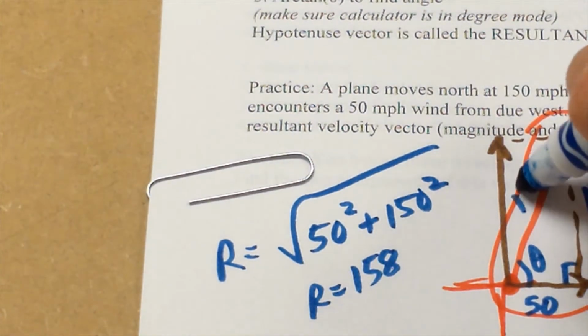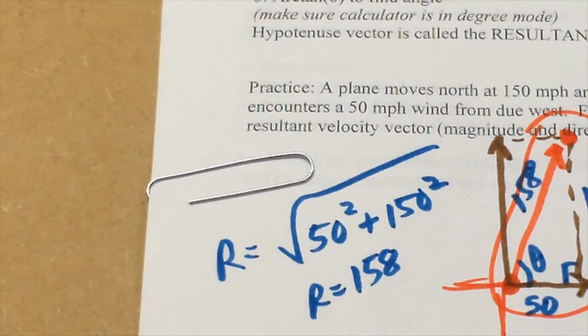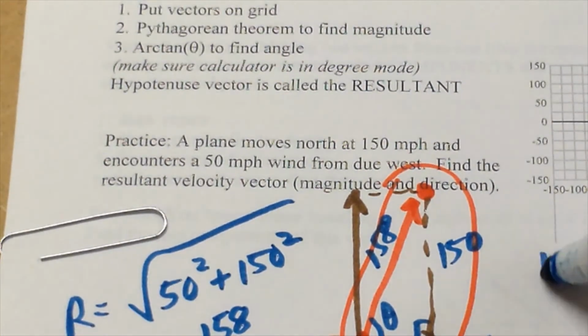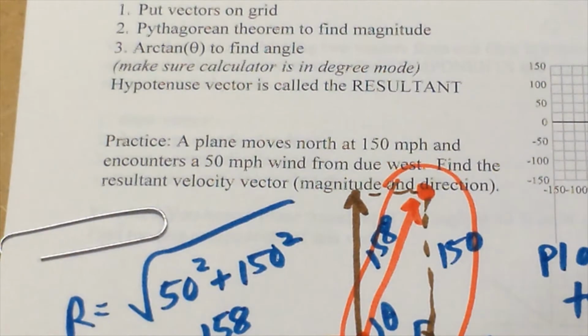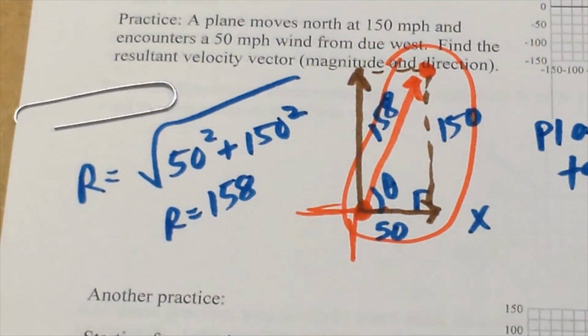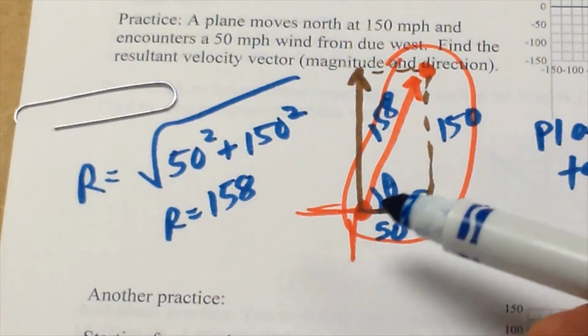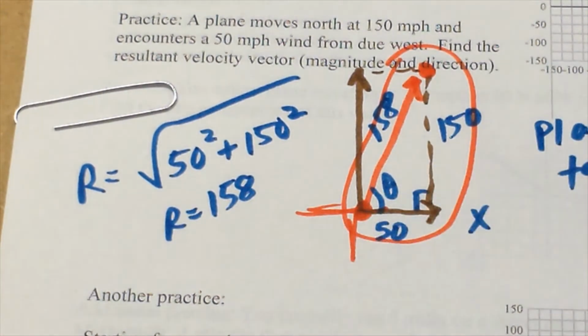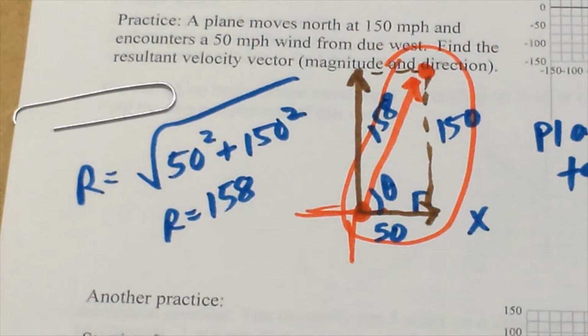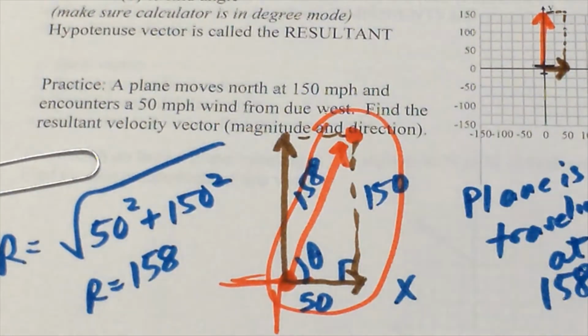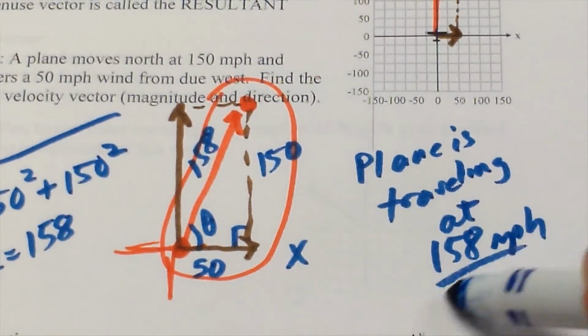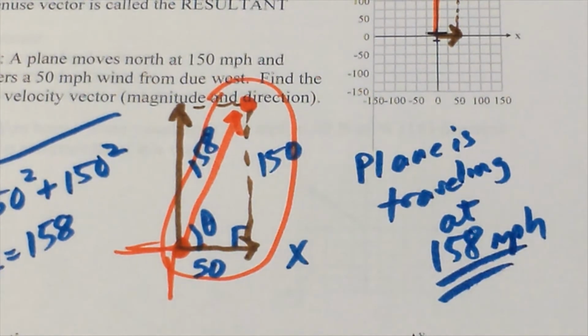So what we're saying then is that the plane, how fast is the plane traveling? Well, the plane is traveling at 158 miles per hour. Okay? Notice we can't just add 150 and 50, or subtract the two, because they're not collinear. They're perpendicular vectors. So we have to use the Pythagorean theorem and trig to actually get this resultant.